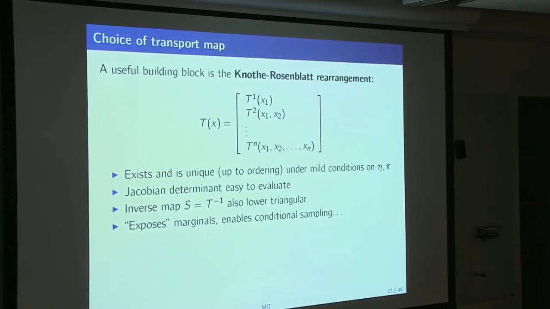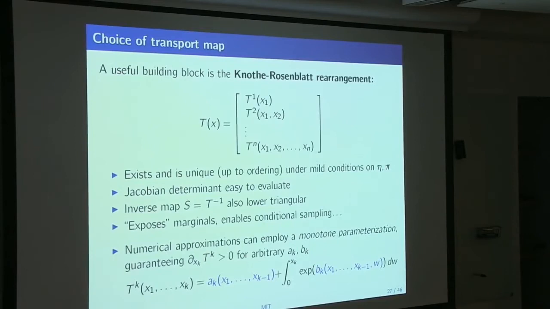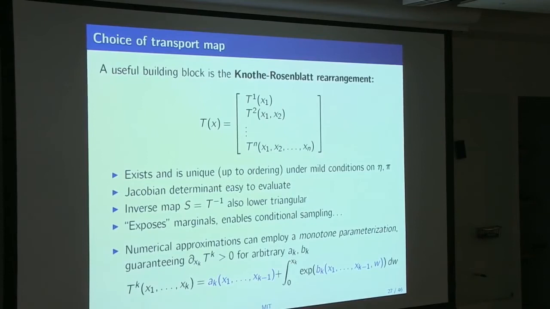So we're going to construct numerical approximations of this. These maps need to be monotone in their last variable, so basically t2 needs to be monotone in x2, tn needs to be monotone in xn, and you can construct various parameterizations that guarantee that monotone state. Okay. So this is a family of maps that we're going to look for.